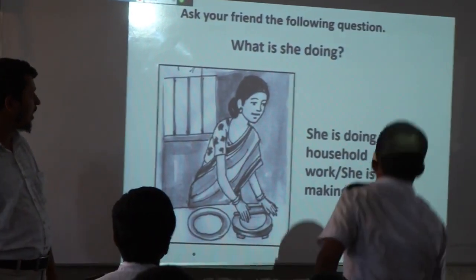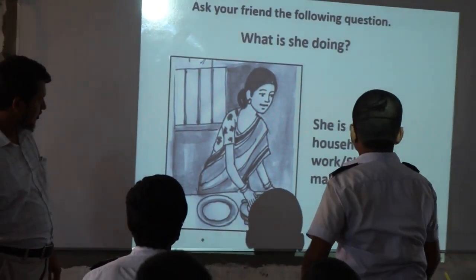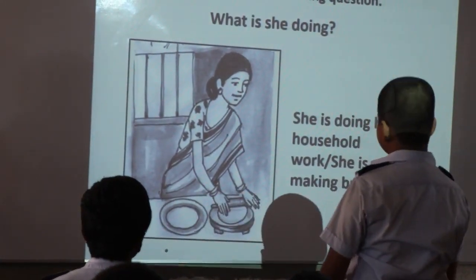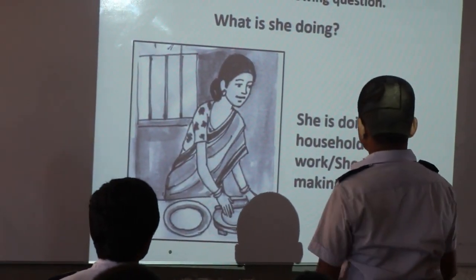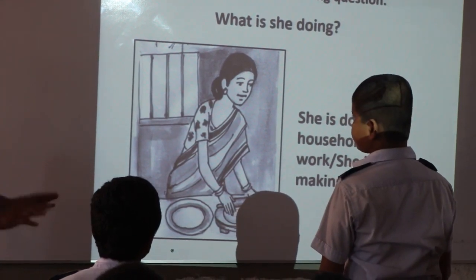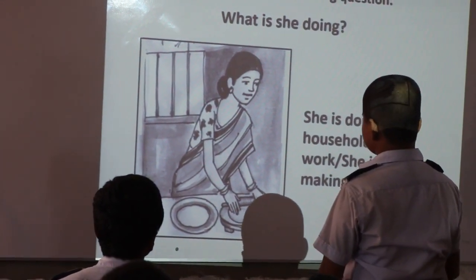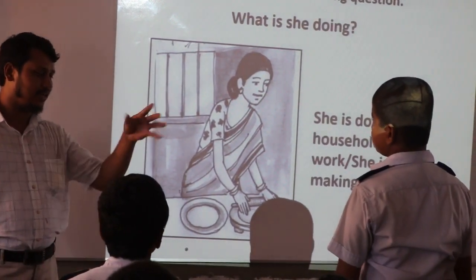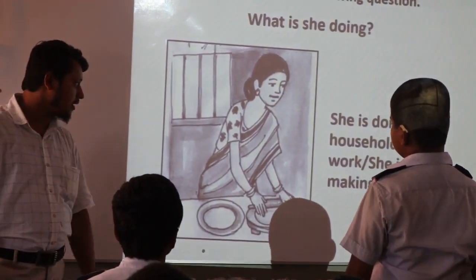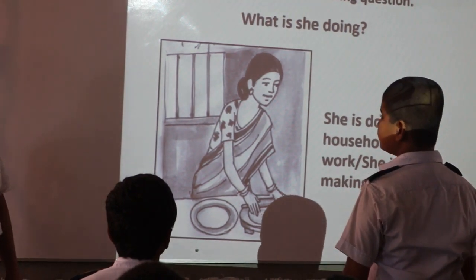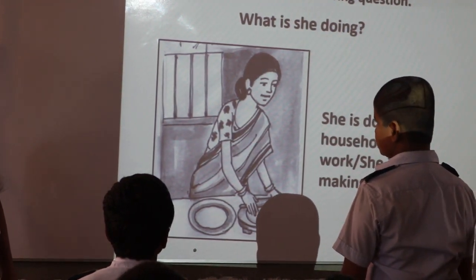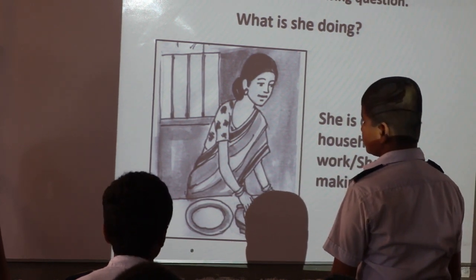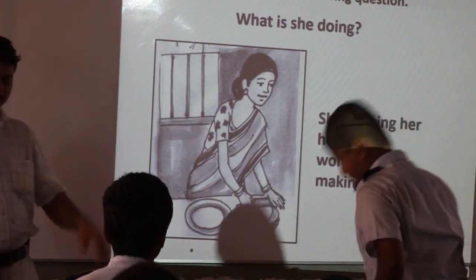You stand up. What is she doing? She is doing her household work. She is making bread. After finishing her class, while her school bag is up, she returns to her school, and then in her house she is doing her domestic chores, household chores for her family members, isn't it? Yes, sir. Okay, you sit down. Very good.